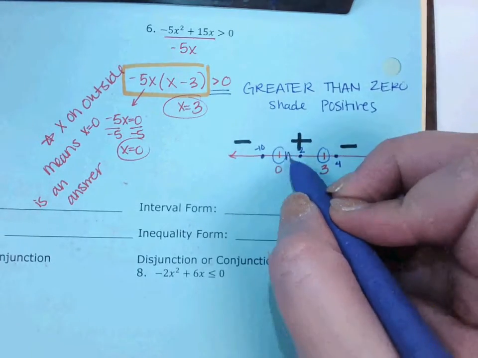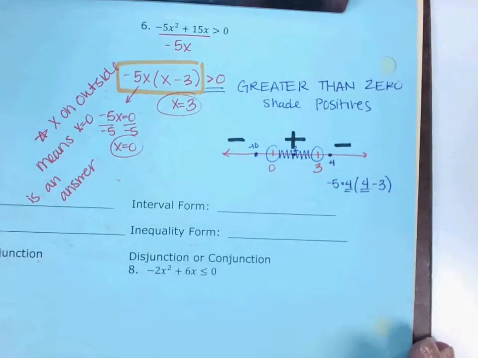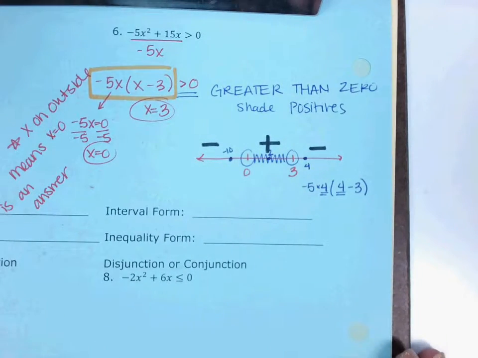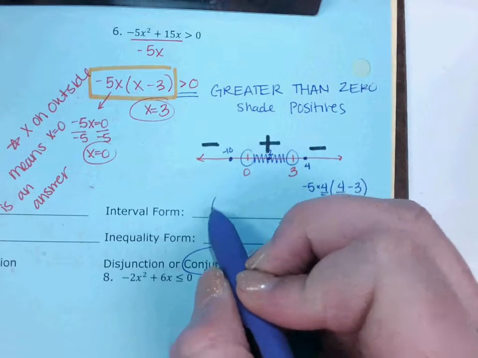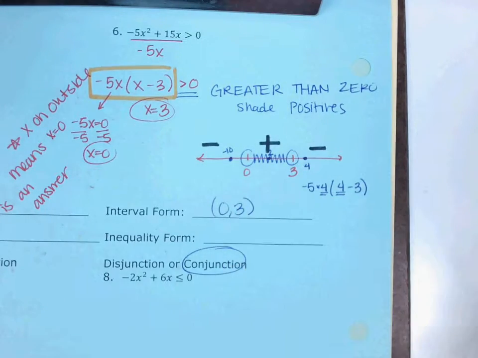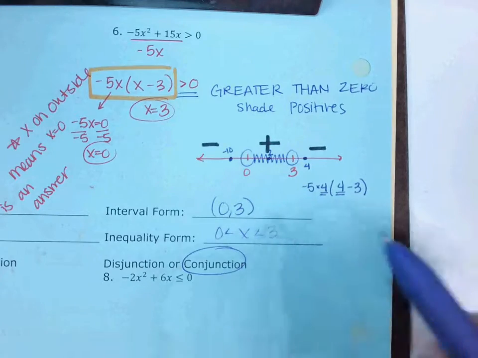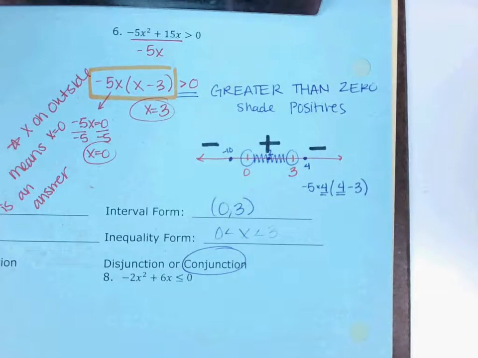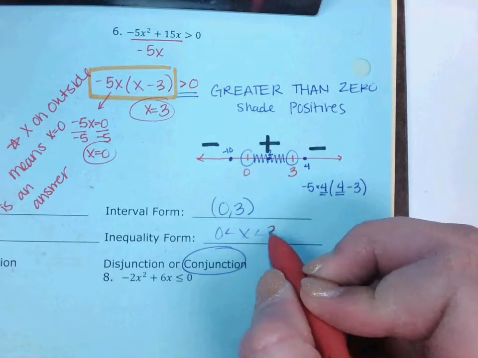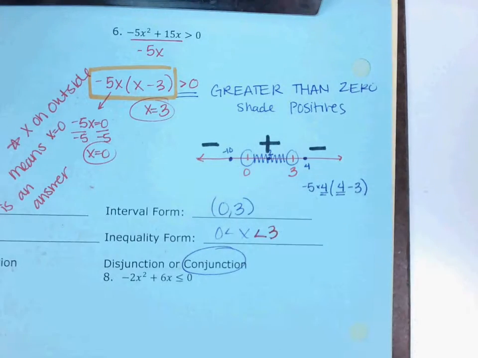So you would be shading the middle. Is that a conjunction or a disjunction? Good. And then from there, I'd say from 0 to 3. Notice I'm using parentheses. 0 less than x less than 3. Very good. Okay?